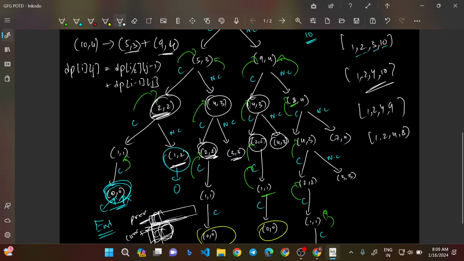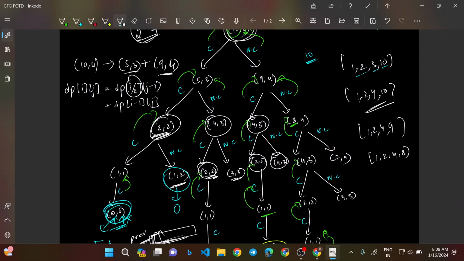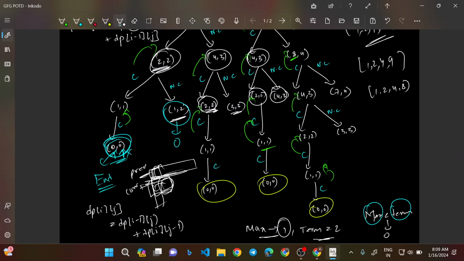But right now, is it depending upon like that? It is depending upon i by 2. Every number has a different i by 2.